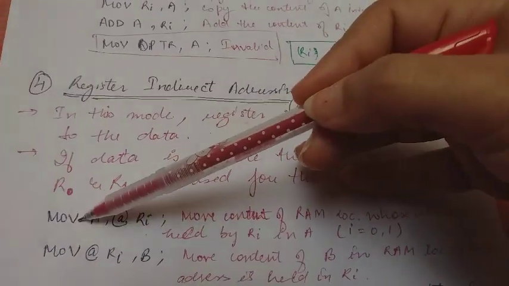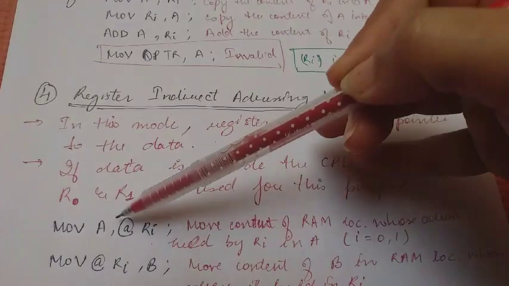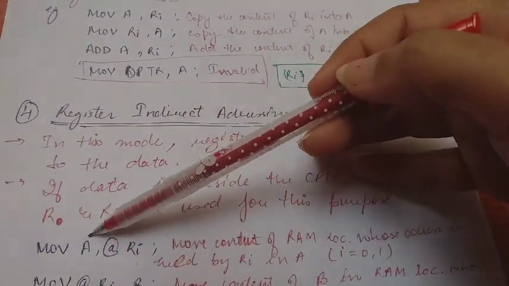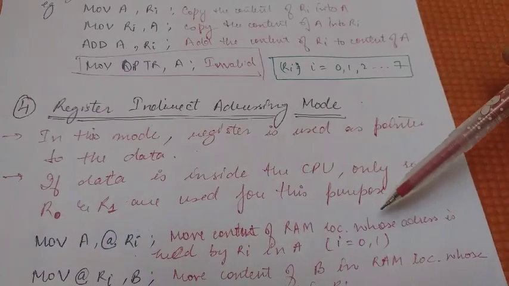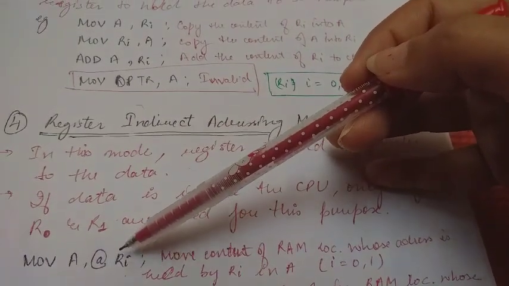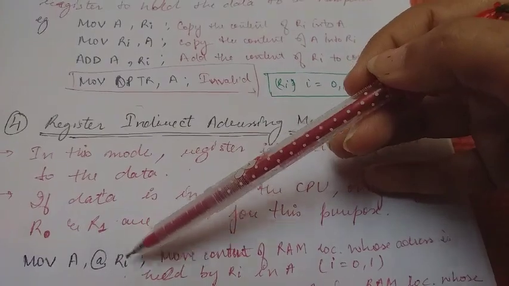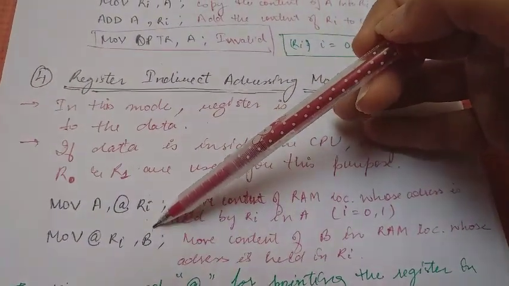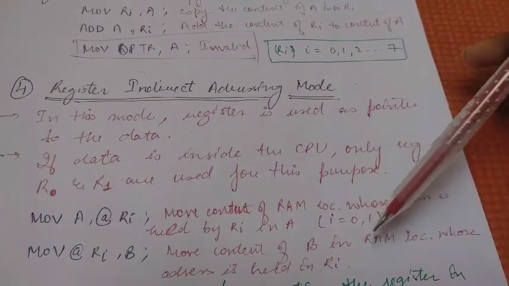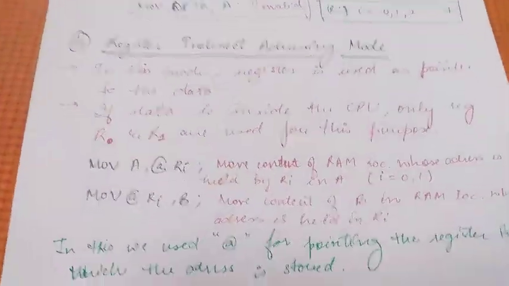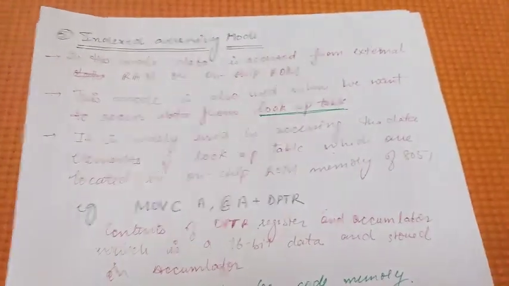Some examples are move A comma @Ri. When we see the @ sign, we know it is register indirect addressing mode. Move A comma @Ri: move the content of the RAM location whose address is held in Ri into the accumulator. Move @Ri comma B: move the content of register B into the RAM location whose address is held in Ri. I have already told you that we use the @ sign for pointing to the register in which the address is stored.